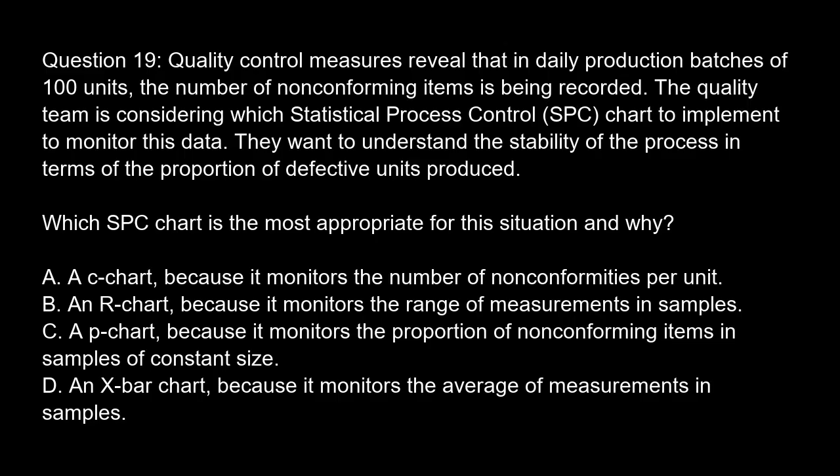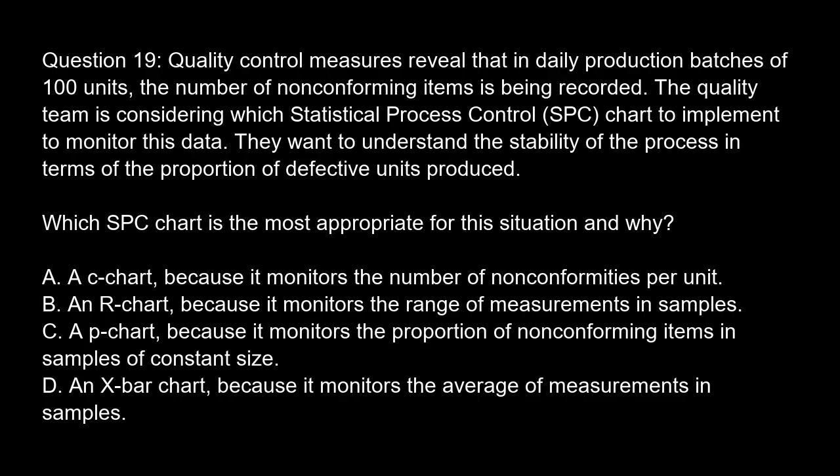Question 19. Quality control measures reveal that in daily production batches of 100 units, the number of non-conforming items is being recorded. The quality team is considering which statistical process control, SPC, chart to implement to monitor this data. They want to understand the stability of the process in terms of the proportion of defective units produced. Which SPC chart is the most appropriate for this situation and why?